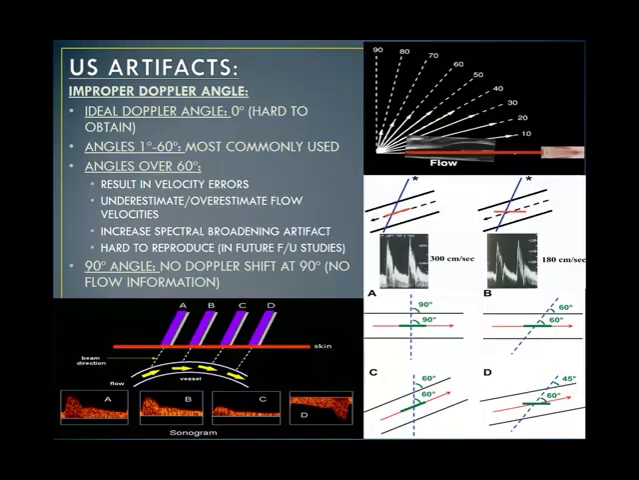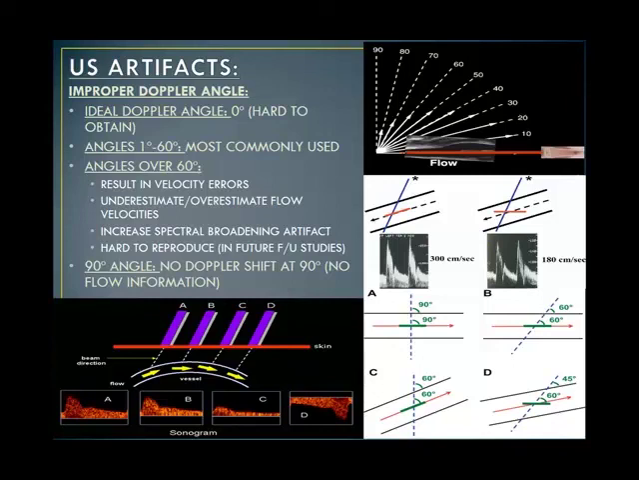And then improper Doppler angle. We aren't really getting too much into this in this class because we don't really do much spectral Doppler in breast imaging. We do color and power Doppler primarily, but you should know that when you're doing spectral Doppler, angle matters a lot. So your ideal angle is always 0 degrees, but it's really impossible to obtain.